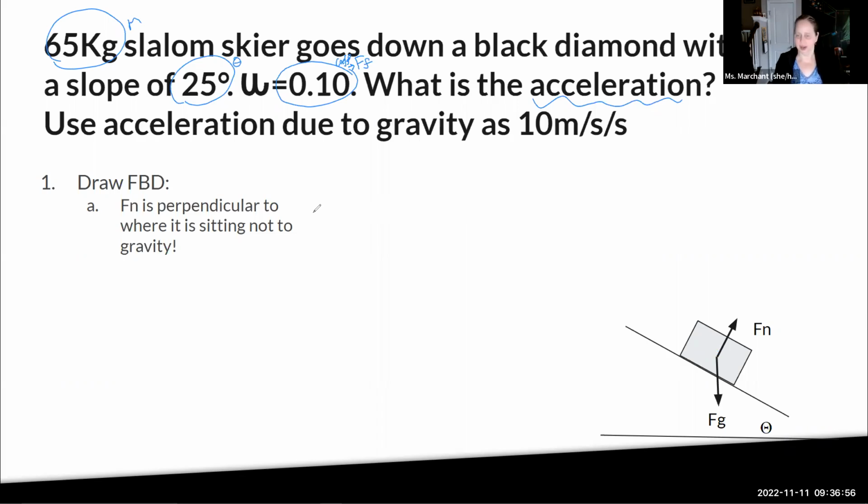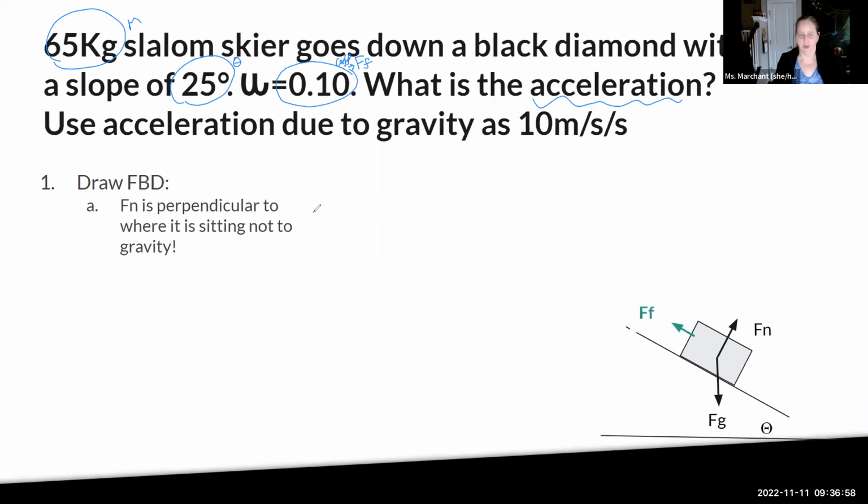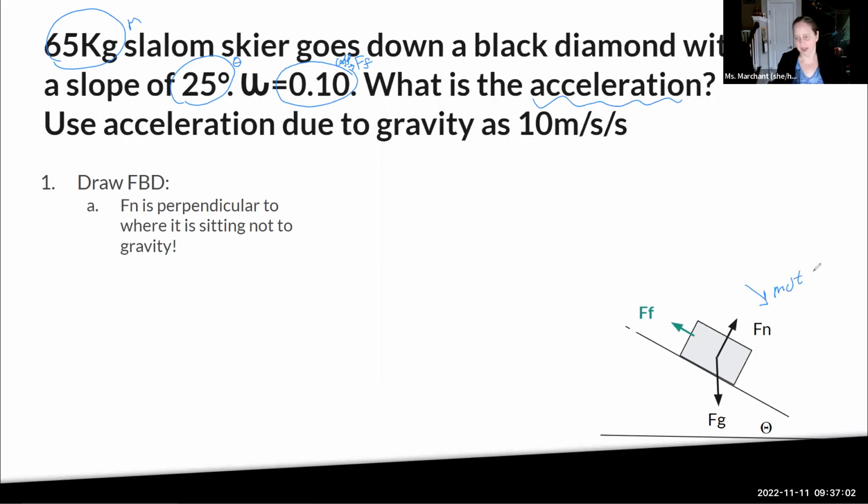What else do we have? We're going to have a force of friction going up. Why is that? Because the motion is going to be going down. The skier is going down. I don't have a force applied. Why not? That skier is not on something that has an engine pushing him down. He's using gravity to go down. So no force applied. Okay, so there is my basic free body diagram.